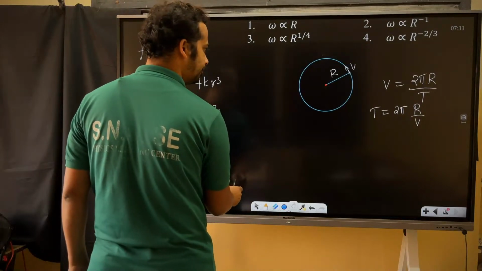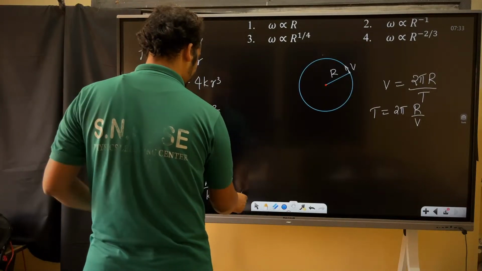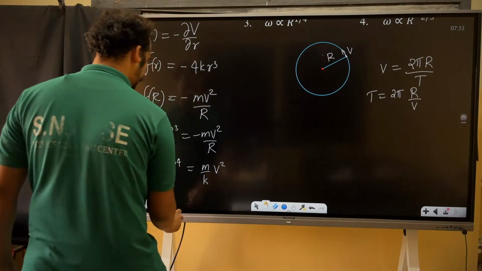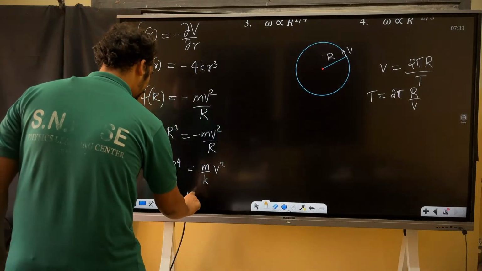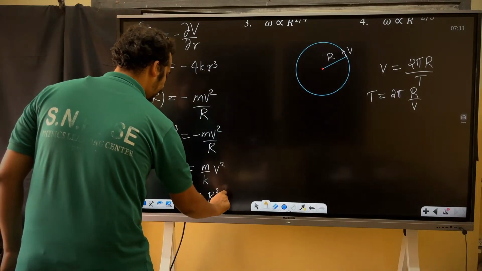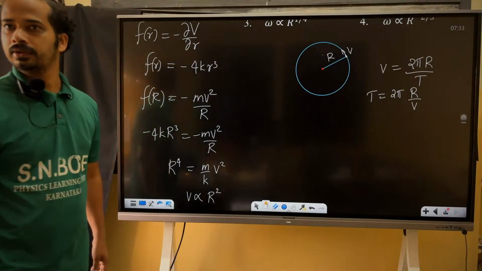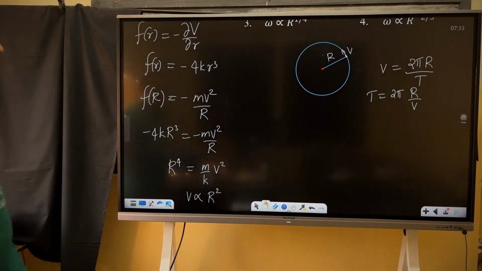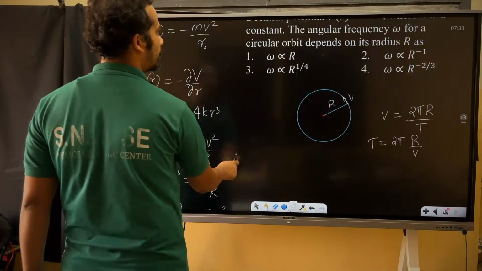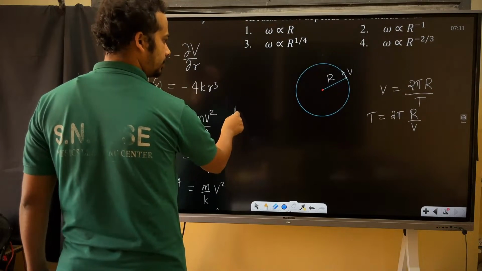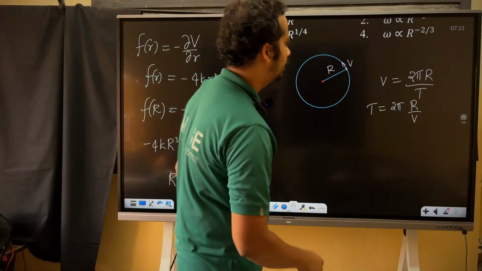What do I need here? I need to substitute for v. V is proportional to r square, isn't it? V is proportional to r square. Anything missing here?